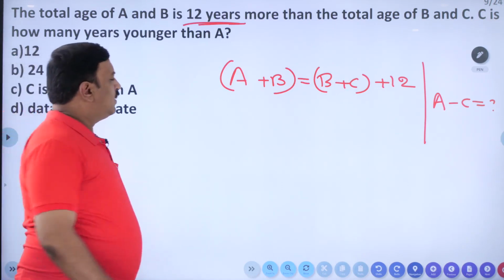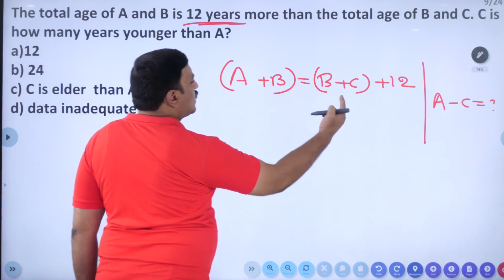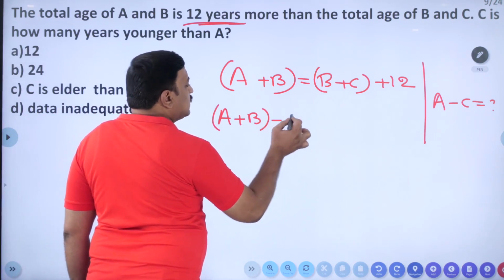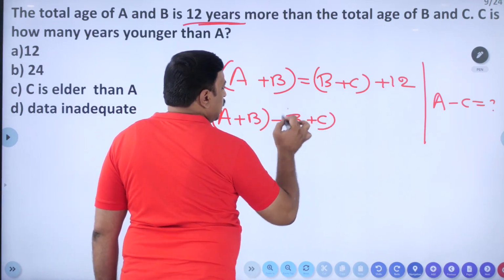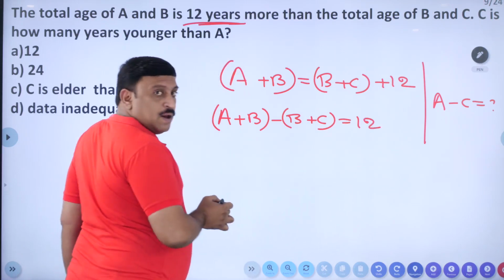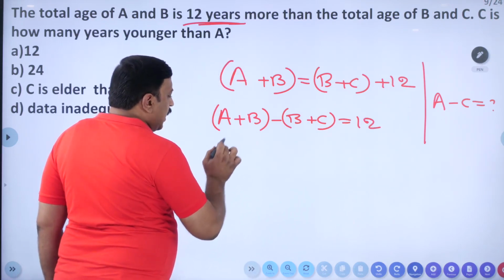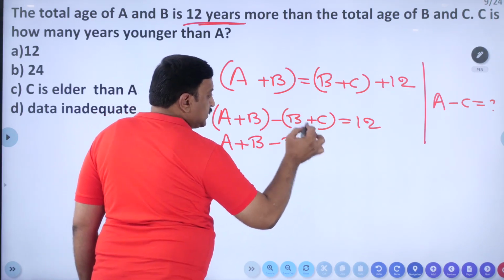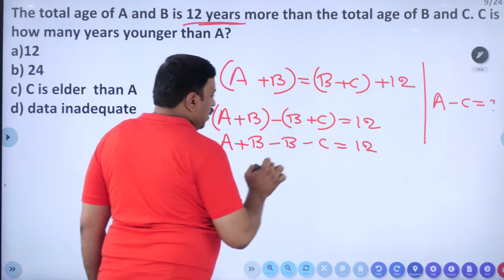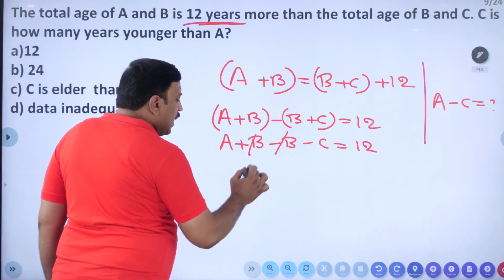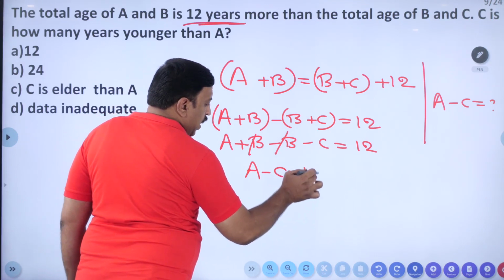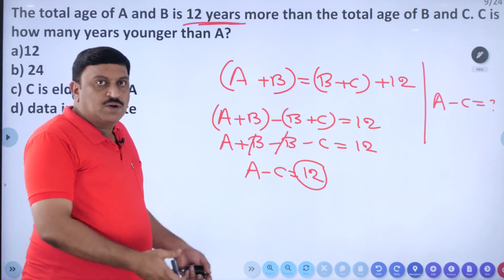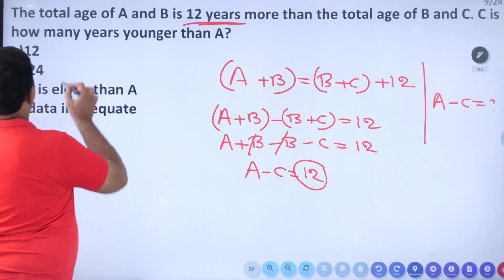Let us see. Here, A plus B, B plus C. If we transfer this one here, what happens? A plus B minus (B plus C) is equal to 12. I will open the brackets: A plus B minus B minus C is equal to 12. Plus B minus B cancels. So A minus C is equal to 12. That is also A minus C only. They are asking also A minus C. So it is 12 years. This is the option.